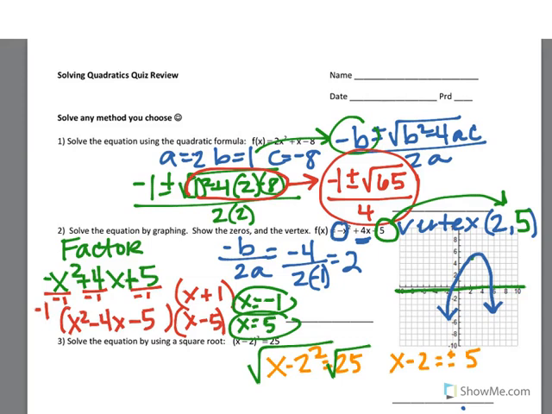Okay, now I want x by itself, so I'm going to have to add 2 to both sides. So I have x equals 2 plus or minus 5. And that's not our answer, okay?